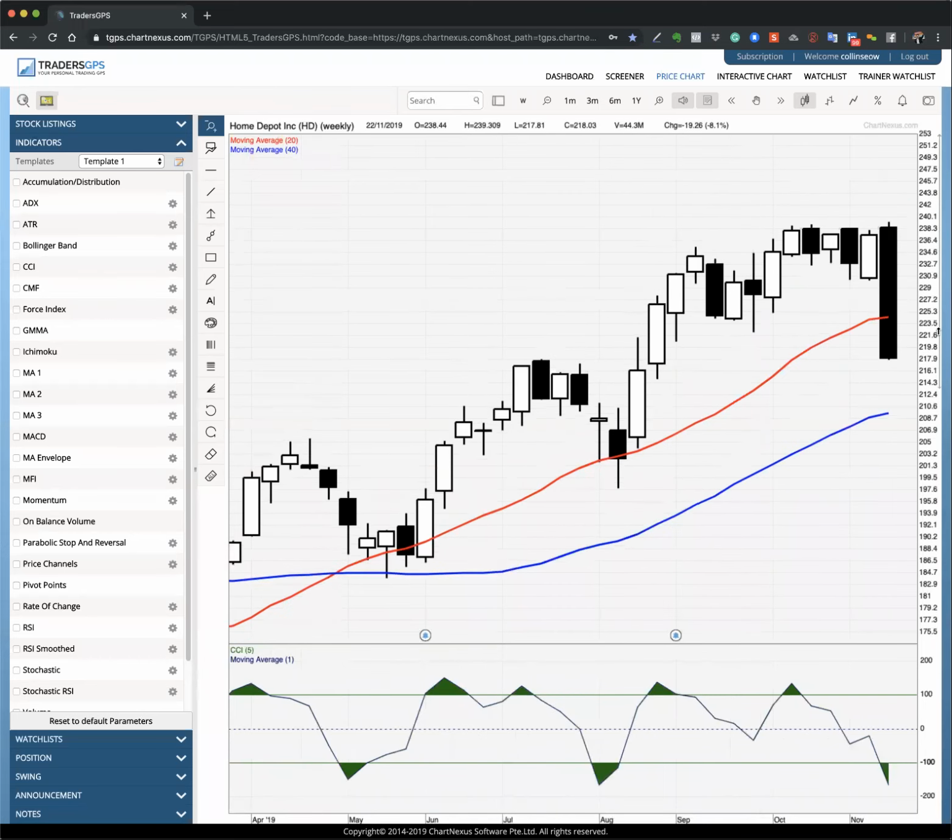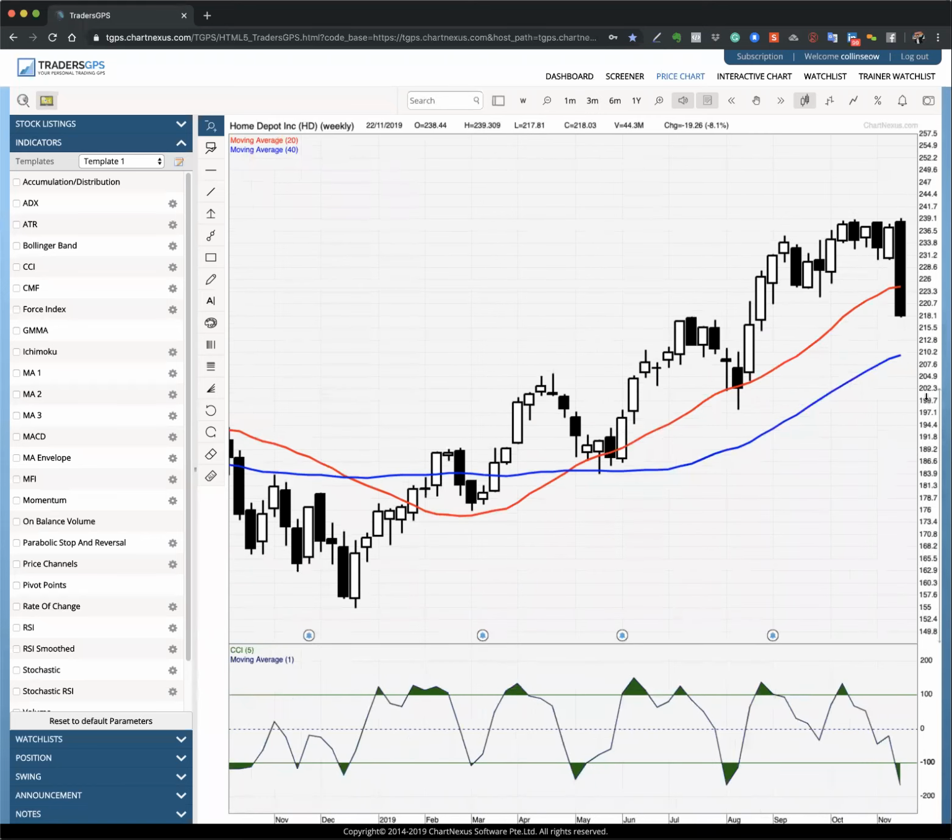HD weekly charts. Okay, you see from this chart here, what is not good about the HD? You can all see this move here is pretty strong, very long. So it's not a measured move.